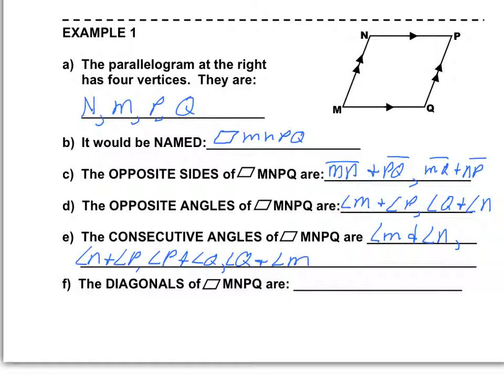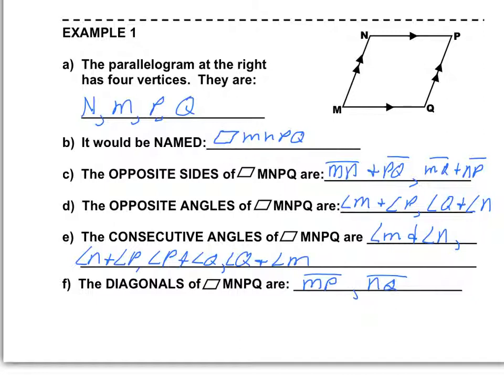You can go any direction, okay? You can go either direction as long as it follows. If you start clockwise, keep going clockwise. If you start counterclockwise, keep going counterclockwise. Now, what would the diagonals of this parallelogram be? Well, it would be the line that connects M to P. That would be one diagonal, and the other one would connect N to Q. Those are your 2 diagonals in this shape.